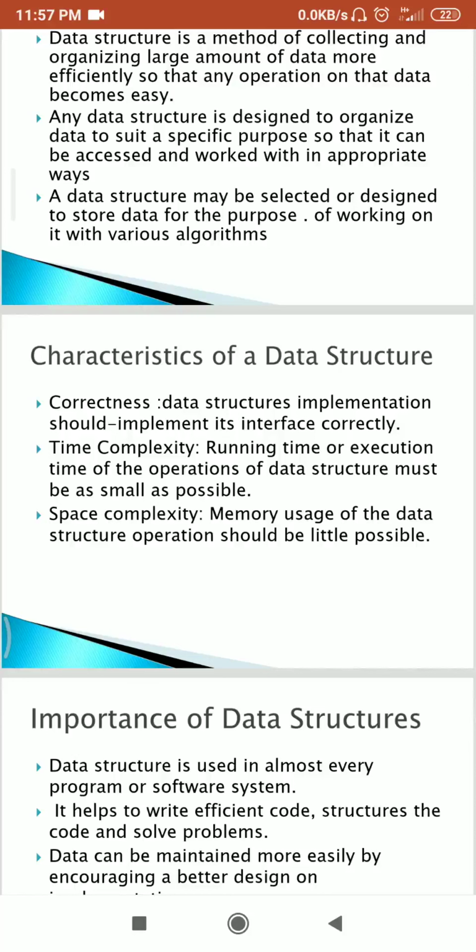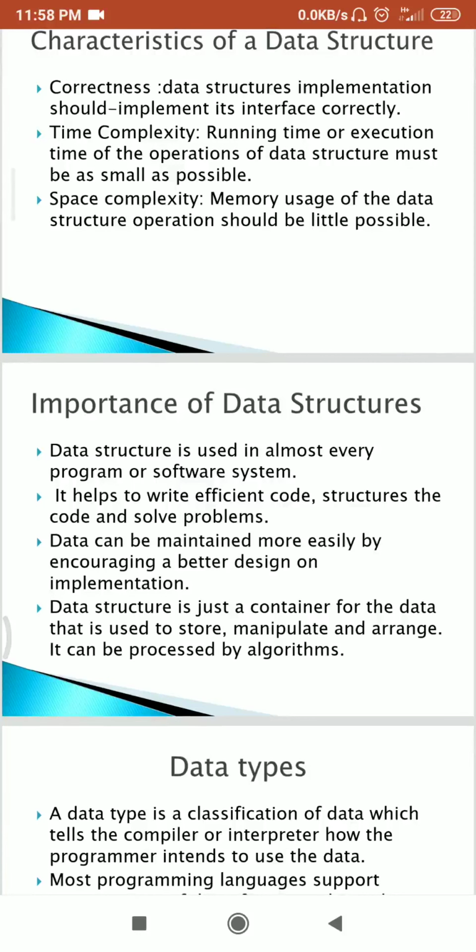Space means when we are developing any program, we should reduce the size of our code. At the same time, the memory usage of the data structure operation should be as little as possible. So while developing any program, we have to use memory as little as possible. These are the basic characteristics of a data structure.